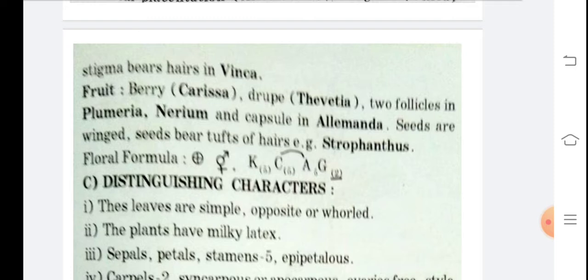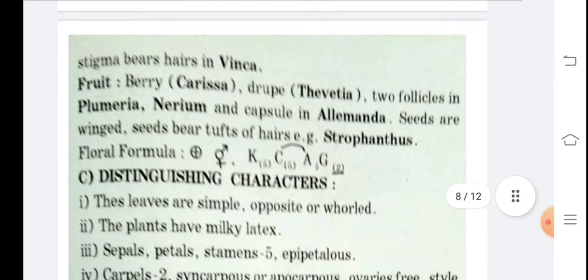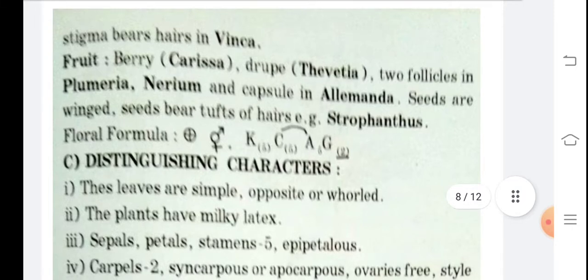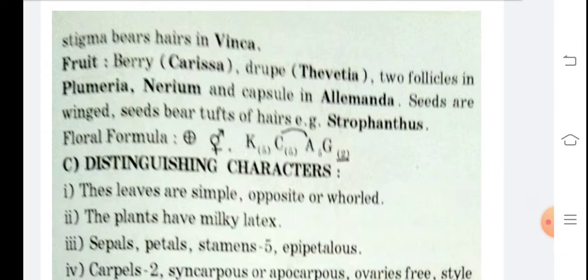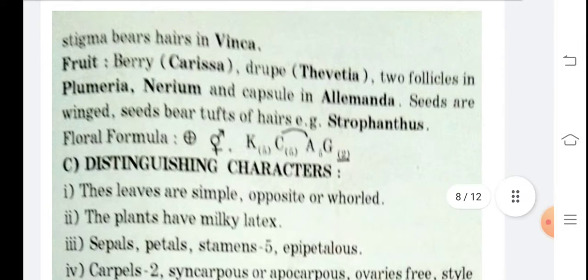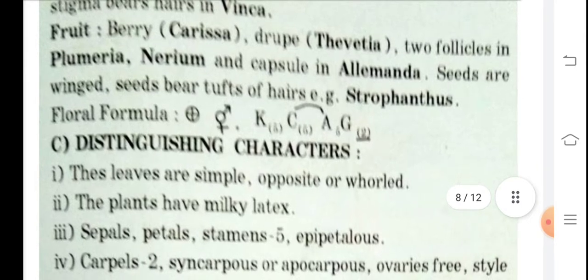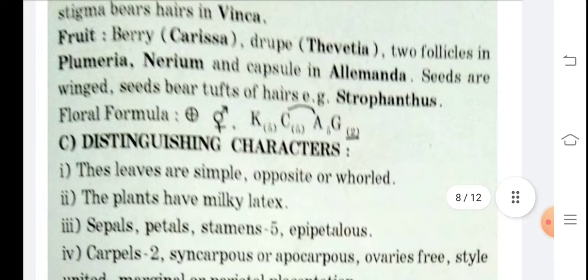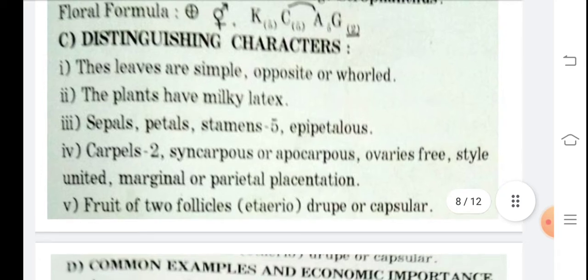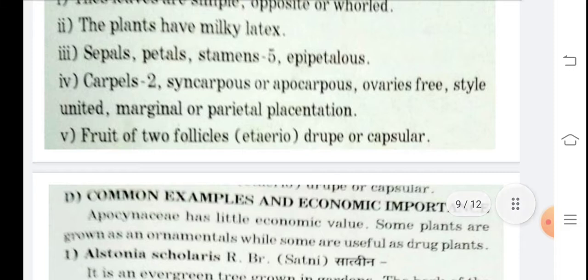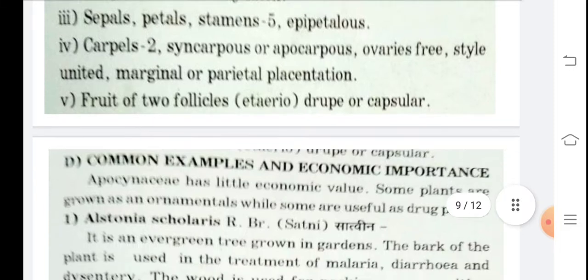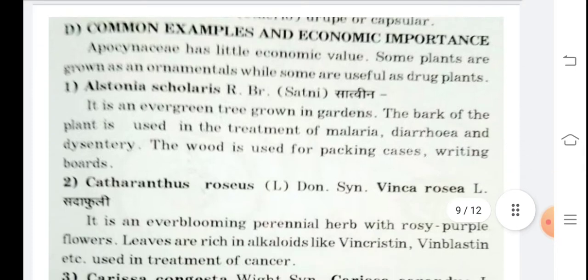Then Strophanthus. So remember this formula: bracteate, regular symmetry, bisexual, K5, C5, gamosepalous and gamopetalous, we put that in brackets. Androecium 5 attached to petals and G bilocular. Then distinguishing characters: leaves simple, opposite, whole, plants with milky latex, sepals 5, stamens 5, epipetalous, carpels 2, syncarpous or apocarpous, free in some. And the main part, 5 examples.